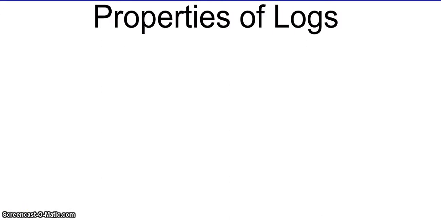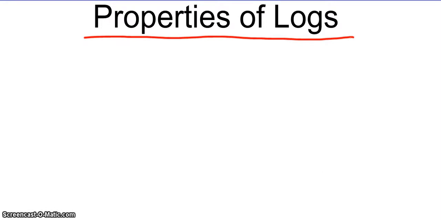Alright, let's talk about some of the properties of logs today. So we're going to look at the change of base formula, converting from an exponential to a log and a log to an exponential, which is the most important thing you need to know in logs. And then we'll look at how to expand and condense logs as well.